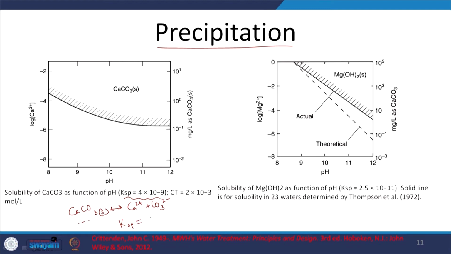Solubility product will be equal to the activity or concentration of Ca2+ times the concentration of CO3 2-, and that they are saying is equal to 4 × 10^-19, and the total calcium is equal to 2 × 10^-3 moles, or 2 millimoles. So, that is the information that we have. I am just writing it down so that you understand the background.